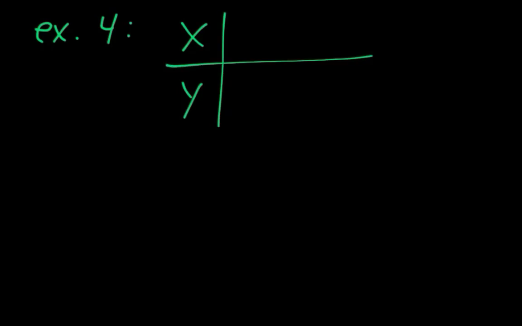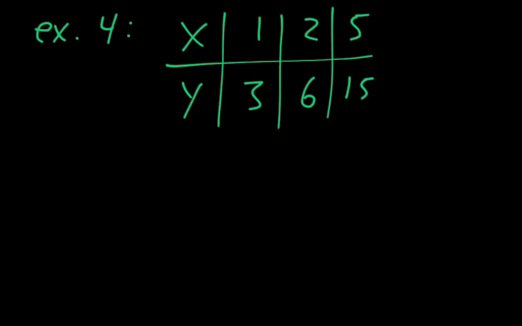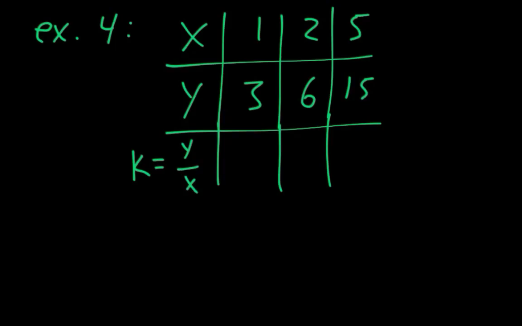So example 4, you could probably skip it if you wanted to. I just wanted to show you an example of one that works. So if my x values are 1, 2, and 5, my y values are 3, 6, and 15. Then if I go through and do y divided by x for all of them, you could even make it into a big data table. This column here is going to be k, which is the same as y over x. Here I have 3 over 1, which is just 3. This one here I'd have 6 divided by 2, which is just 3. And then this one here I'd have 15 divided by 5. I'm just doing y divided by x each time, which is 3.